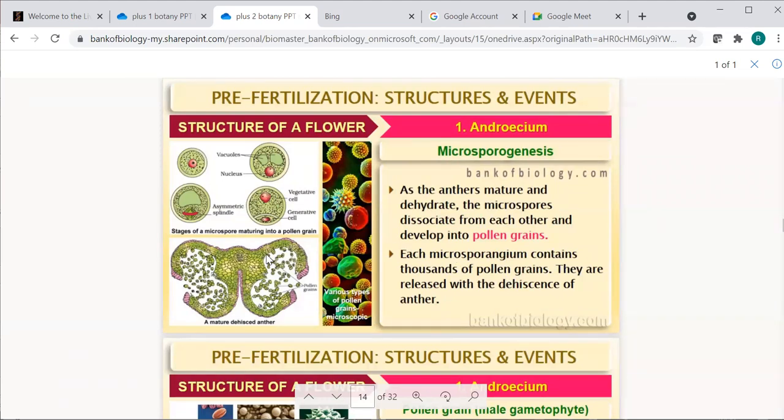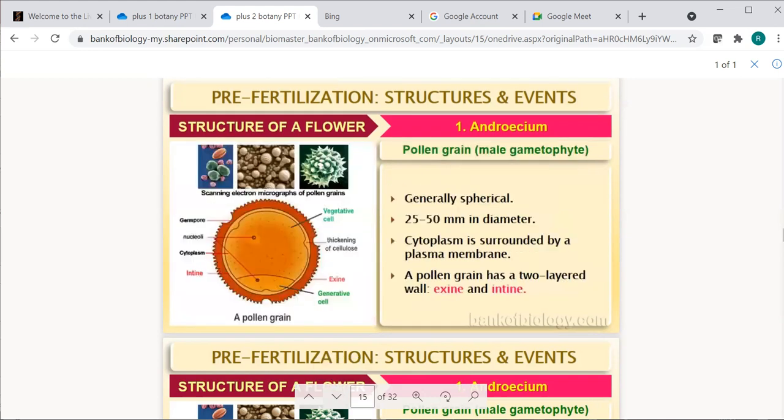Microsporangia, remember? They were at the 4 corners. Each microsporangium will have thousands of pollen grains. So they are released with the dehiscence of the anther, the bursting of the anther. So thousands of pollen grains, it gets burst. So we will talk about pollen grain.